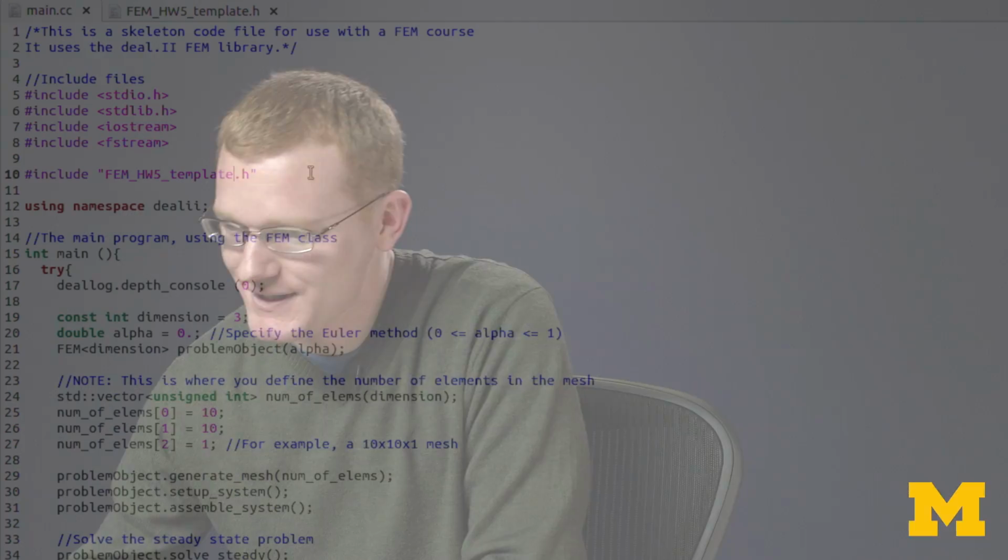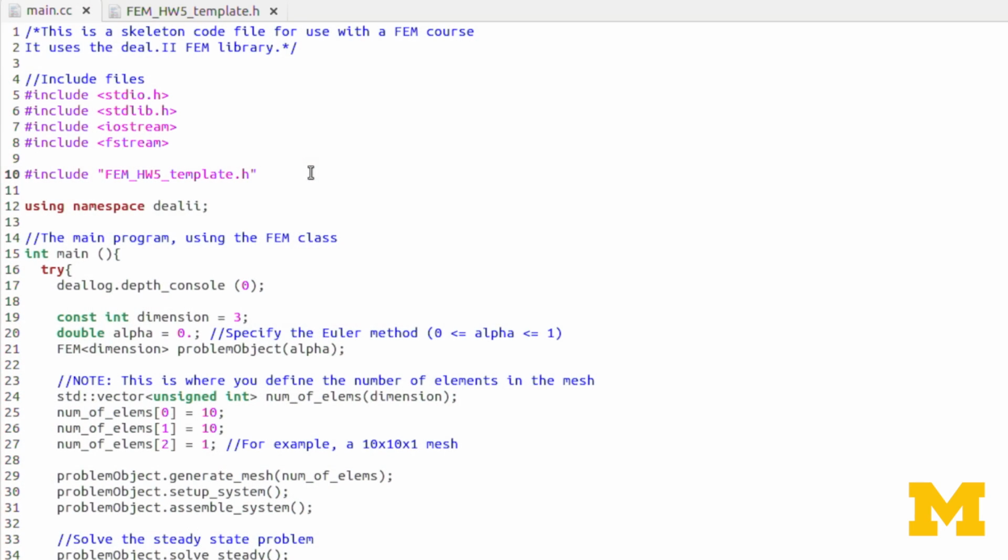In this segment, we'll start looking at the coding template for homework 5. So let's turn and look at the code now. Again, homework 5 is the transient heat conduction problem. And you'll notice some differences here in the main.cc file.